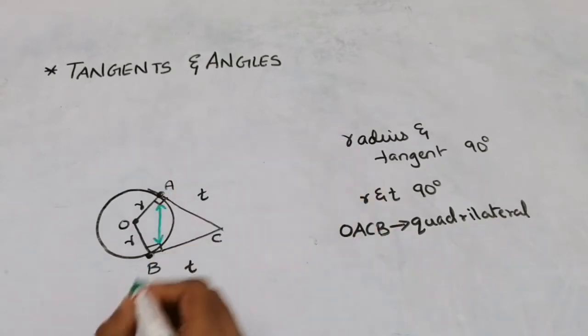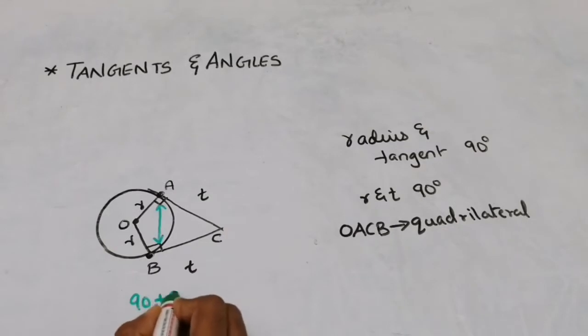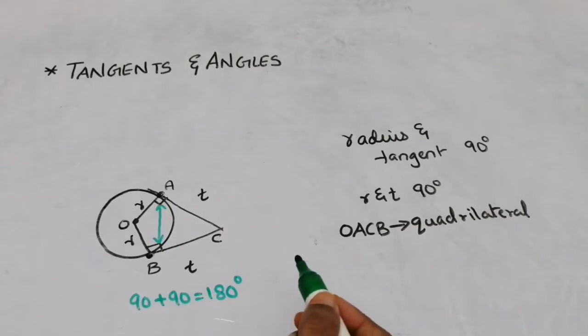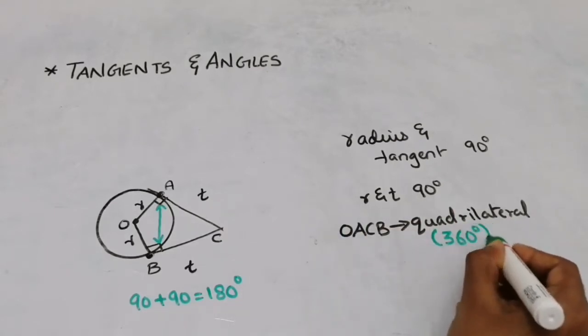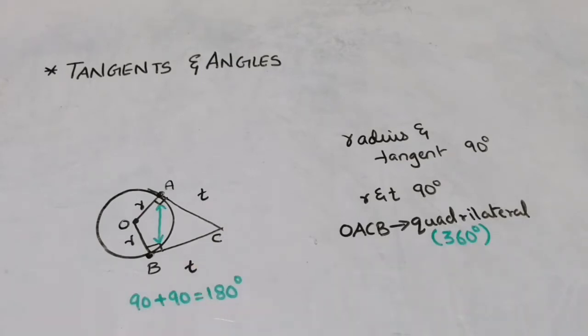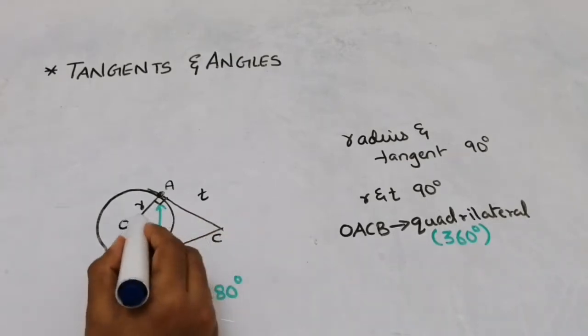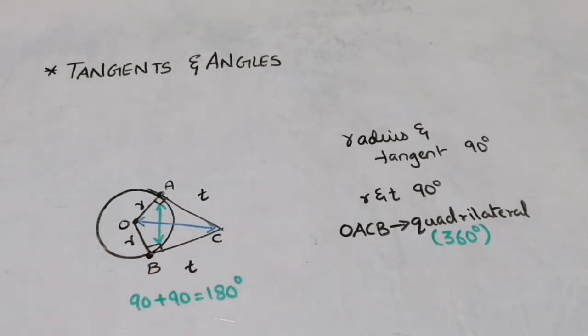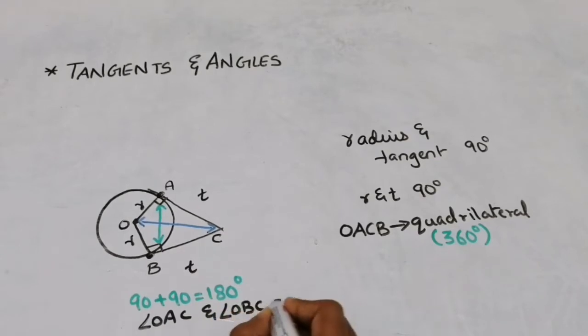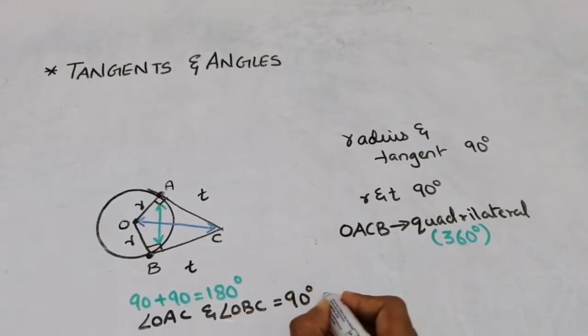Now look here, what is the sum of these two opposite angles, this angle plus this angle? We have 90 plus 90, which is equal to 180 degrees, and we know for a quadrilateral the sum of the angles must be 360 degrees. Then what will be the sum of these two opposite angles? Yes, they will also be 180 degrees. So I can write angle OAC and angle OBC is equal to 90 degrees each.